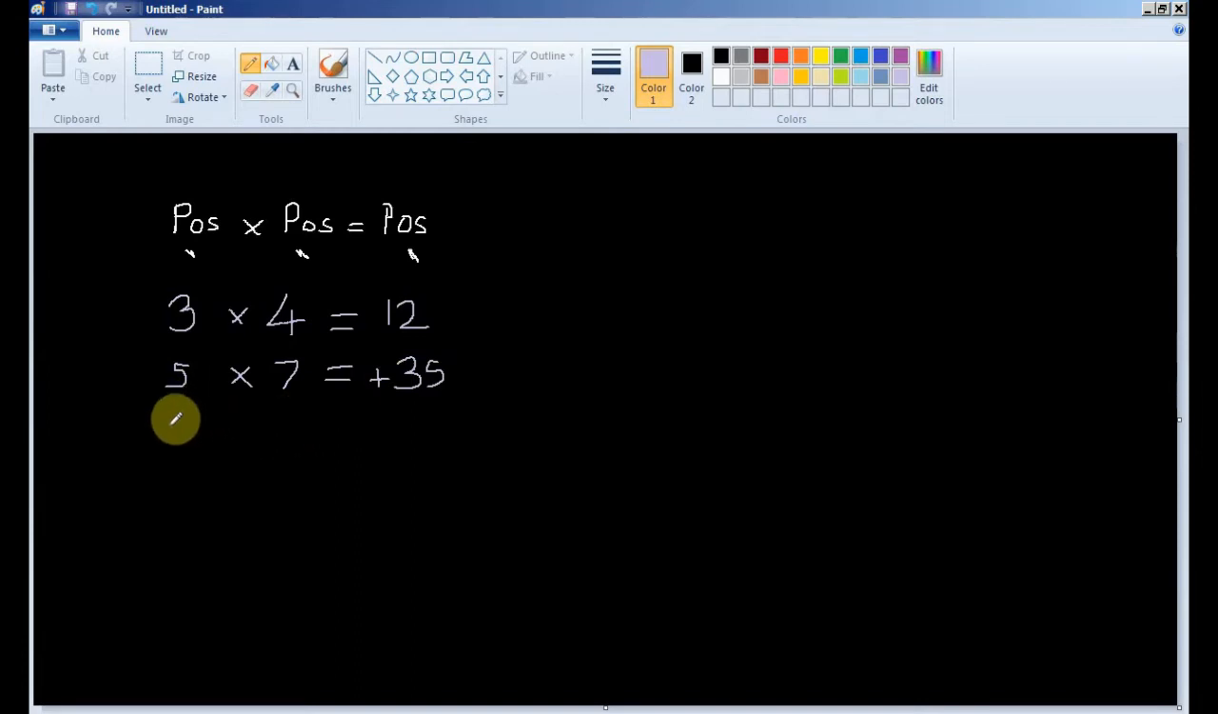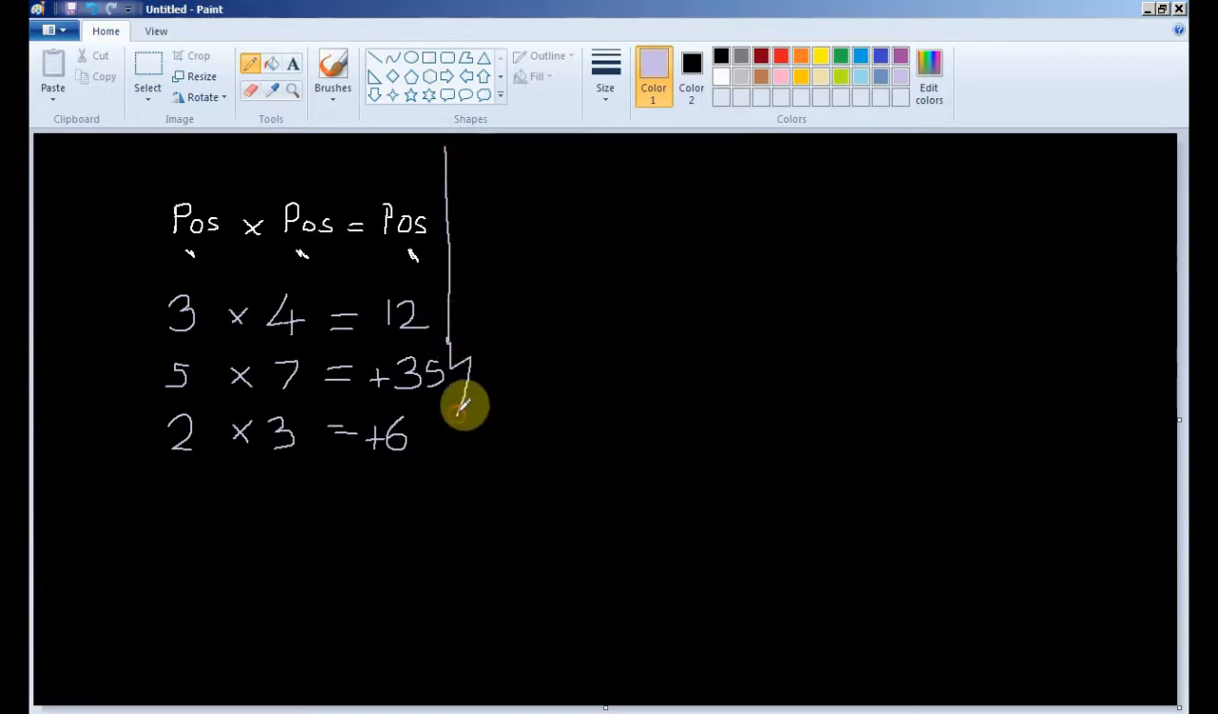Let's look at one more example here. 2 into 3 is equal to 6. Again this is going to be a positive number. I don't have to write the plus sign. When there is no sign, it is assumed to be a positive number. Let's look at the other rules.